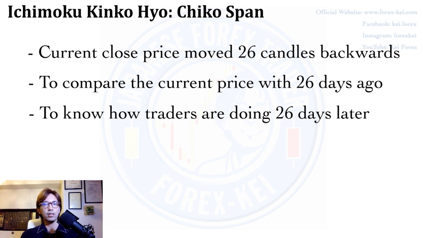So whether or not the traders are still winning after 26 days is very important in Ichimoku Kinko Hyo. And simply, when the Chiko Span is above a candle that's 26 days ago, you know buyers are winning. And when it's below a candle that's 26 days ago, then you know sellers are winning in that case. Okay? So let me show you that from a chart.